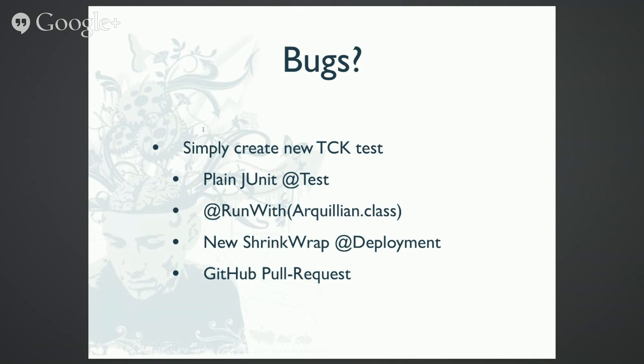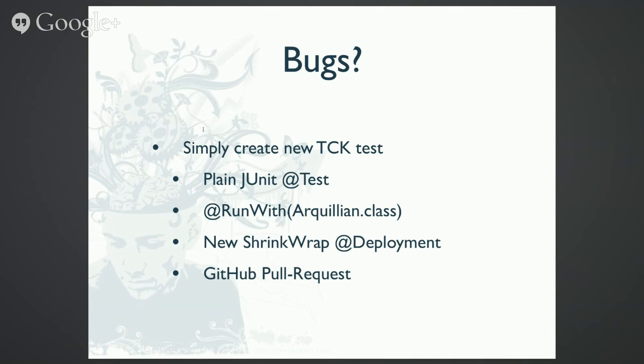And it's pretty easy. For example, first, you look it up in the TCK to see if that method is already covered, if it has proper tests. If it doesn't, because a TCK test is nothing more than a plain JUnit test annotated with RunWith Arquillian, which is like a JUnit extension, you add a new ShrinkWrap deployment, you create a deployment that would somehow resemble what you're trying to do, and do a GitHub pull request.